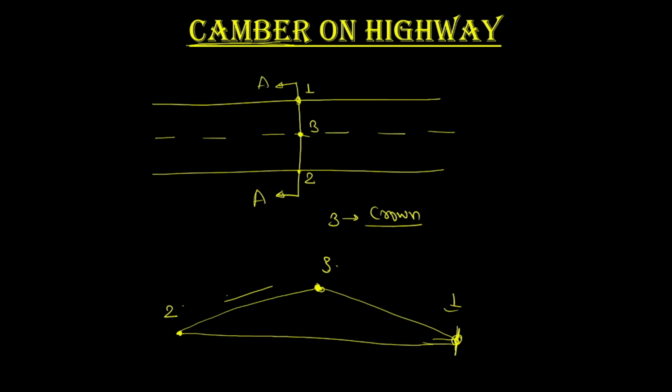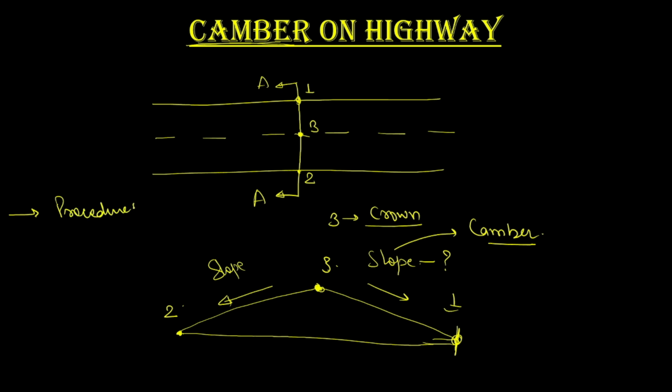And now point 2, so between point 3 and 2, or point 3 and 1, we can see there is a slope, right? Slope like this, on this side also we have slope. So how much should this slope be, how can we calculate that? This slope only we call a camber. Now the question is how can we calculate it, what is our procedure? The second thing is how much it should be.